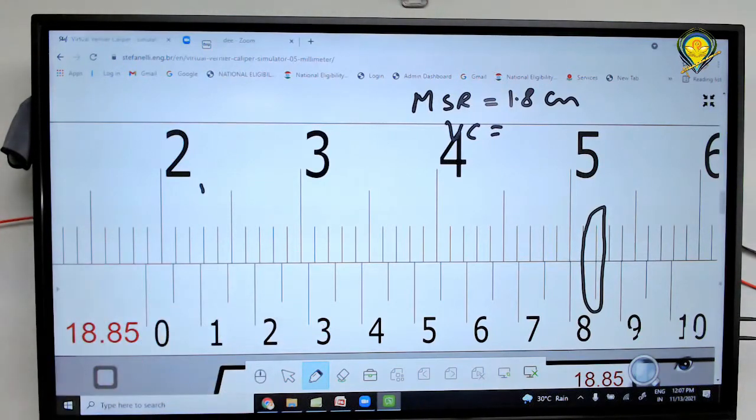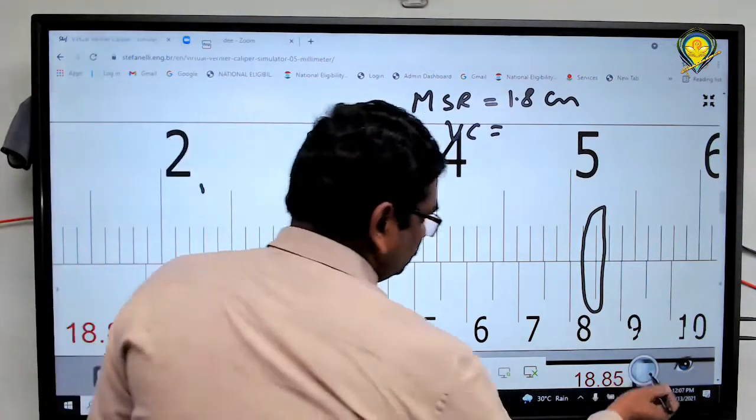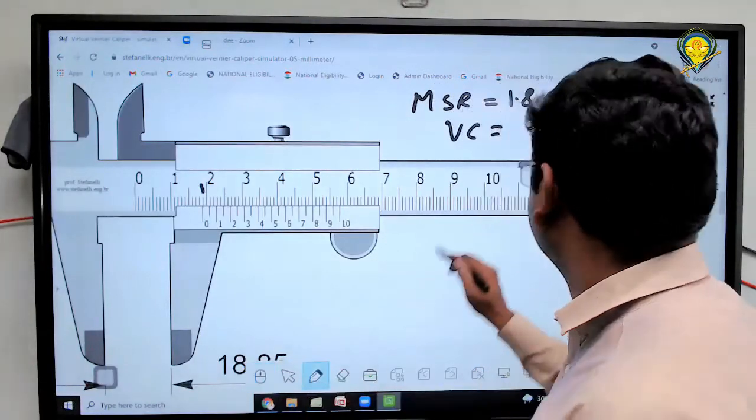So how much is the vernier coincidence? 8.5 is the vernier coincidence. So write down that reading. The vernier coincidence is 8.5.